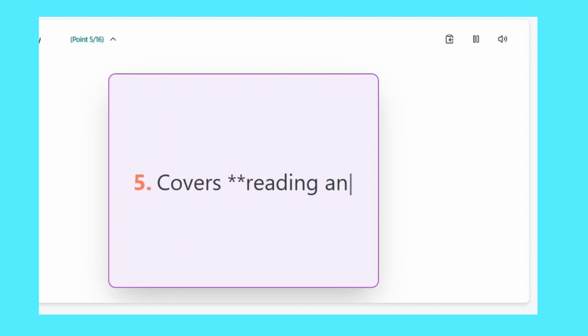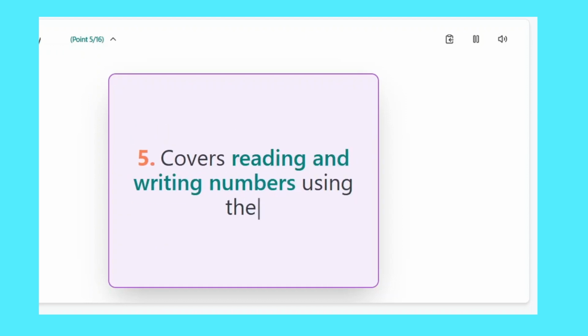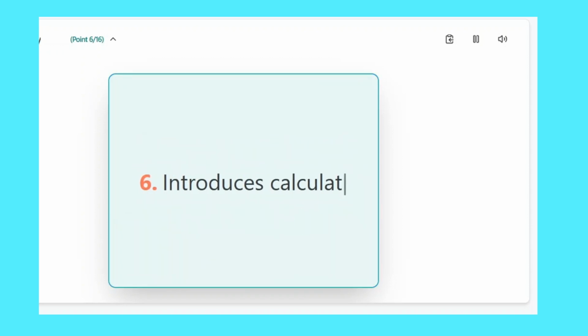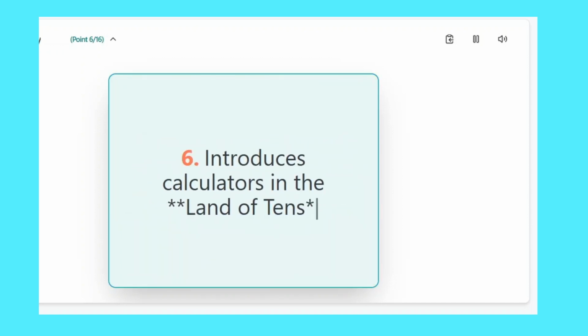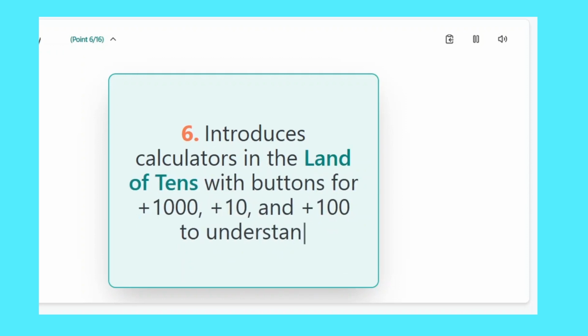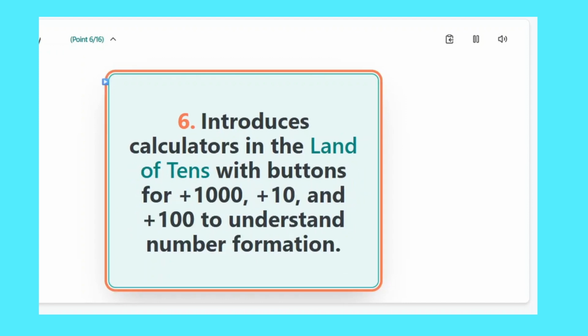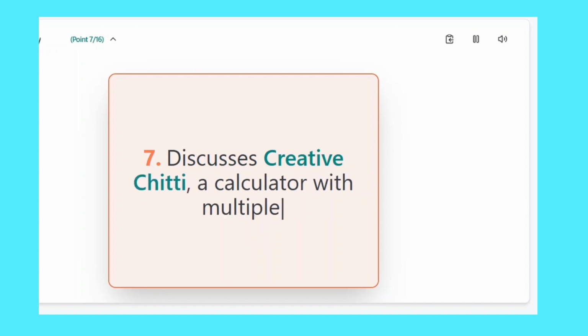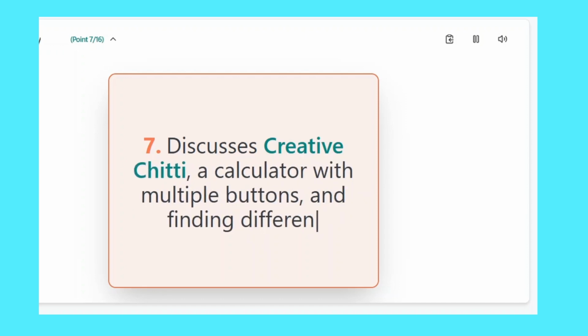Covers reading and writing numbers using the Indian place value system with commas. Introduces calculators in the land of tens with buttons for plus 1000, plus 10, and plus 100 to understand number formation. Discusses creative chitti, a calculator with multiple buttons, and finding different ways to obtain numbers.